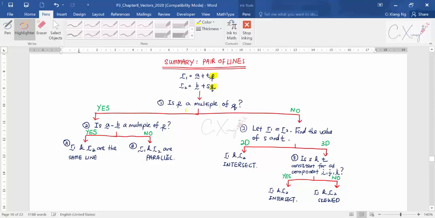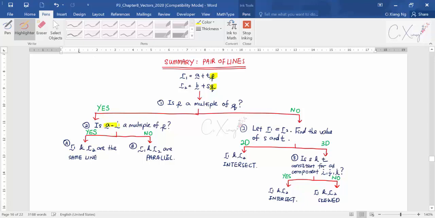First of all, you check whether P is a multiple of Q or not. So you have yes and no. If yes, then the directions of the lines are multiples of each other, so it is generally parallel. But in the previous video we learned that vector equations are not unique. That means the equation might look different, but they may actually belong to the same line. So if yes, you have to double check another criterion.